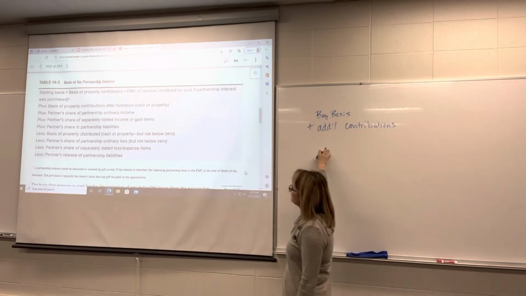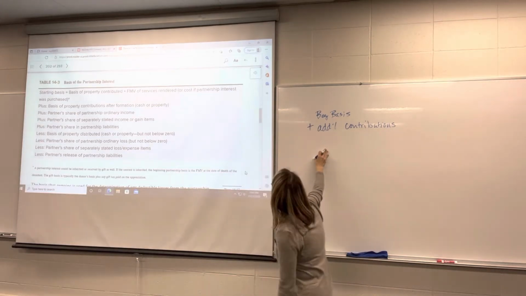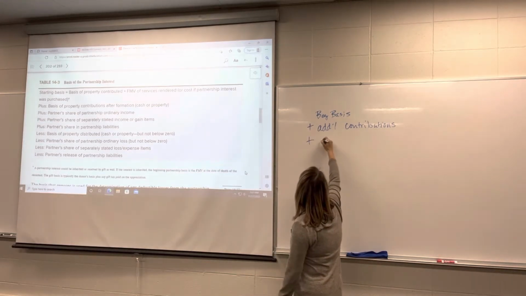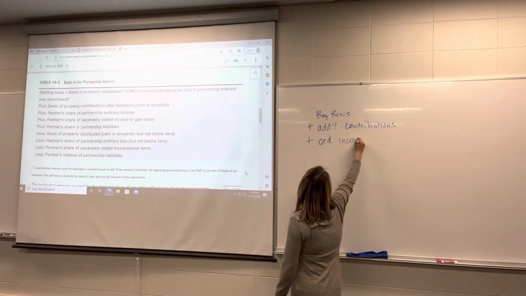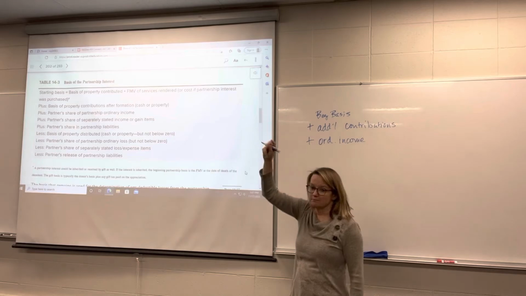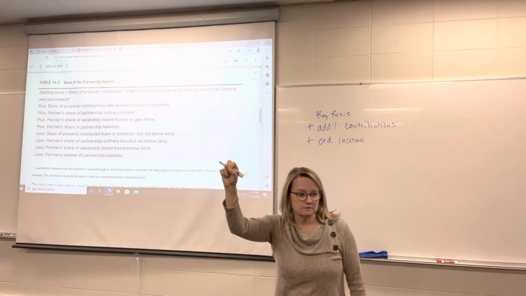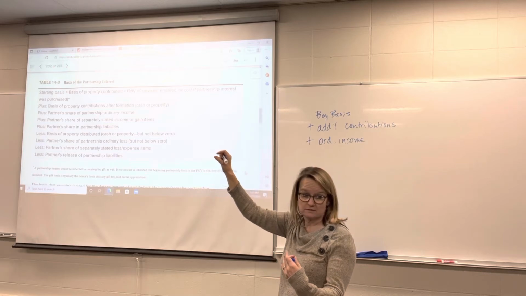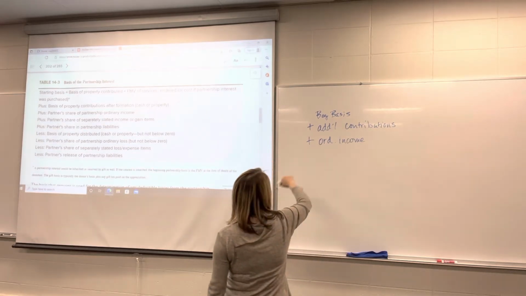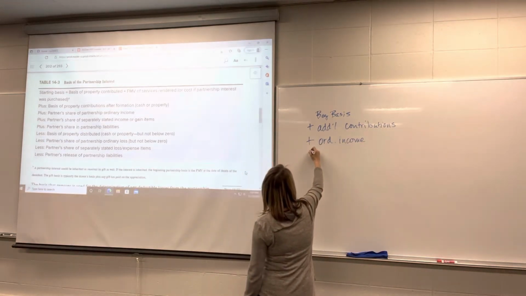That will increase basis. Plus ordinary income. That's box 1 on the K1, any ordinary income. And this is on a per partner basis, right? So whatever the partner's share of that ordinary income is.